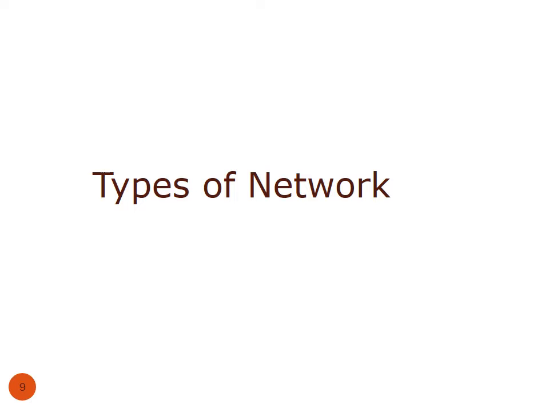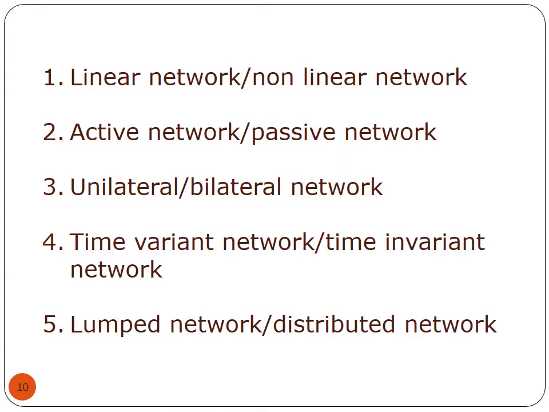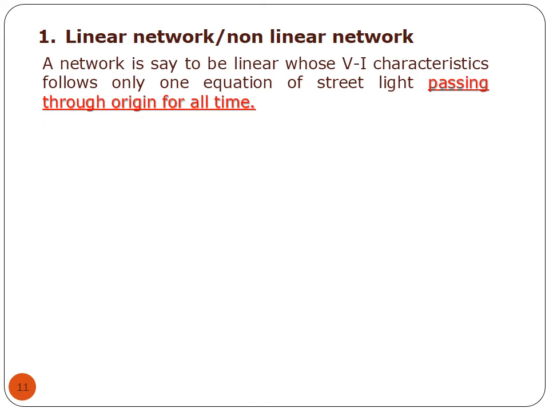Now, let's go for the types of network. Here, the network could be categorized into 5 primary types. First one is linear network, non-linear network. Second, active network, passive network. Third, unilateral network, bilateral network. Fourth, time variant network, time invariant network. Fifth, lumped network, distributed network. Let us understand one by one.